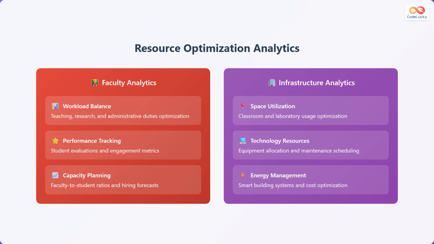Let's explore resource optimization analytics. This includes both faculty and infrastructure analytics. For faculty analytics, it is important to monitor workload balance, track performance, and engage in capacity planning. For infrastructure analytics, we want to optimize space utilization, manage technology resources, and improve energy management.